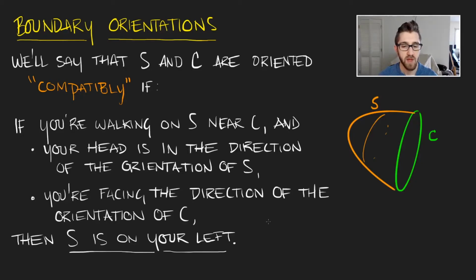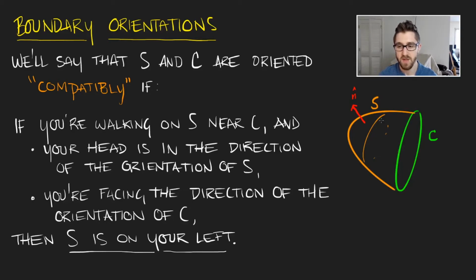So this is kind of complicated, but the point of it is, if we have an orientation on one of these two things, we can use this to figure out an orientation on the other. So for an example, let's say that the orientation of the surface is outwards. So this is the unit normal vector for this surface S. Let's use this to figure out what the compatible orientation on the boundary curve should be.